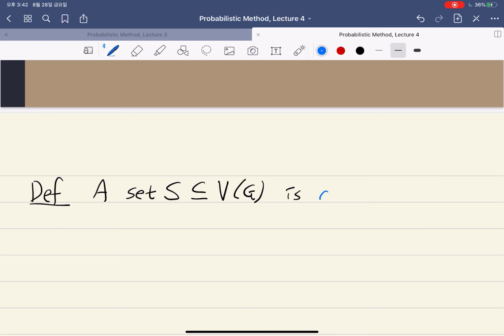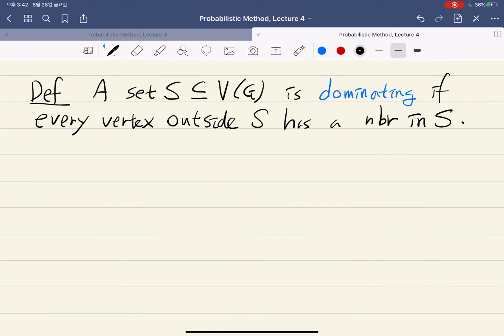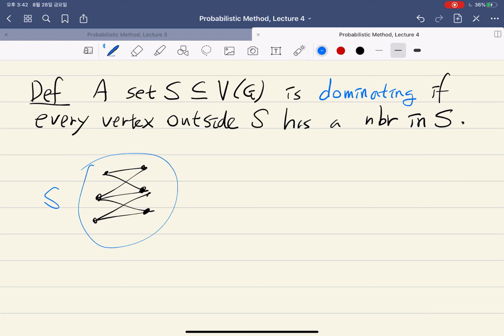Let's say a set S in a graph is a dominating set if every vertex outside this vertex set S has a neighbor in S. Note that the vertices in S themselves do not have to have a neighbor in S. So for example, if you take this S, then all the vertices outside have a neighbor inside of S, so it is a dominating set. Also, if you take this S, then it is trivially a dominating set.